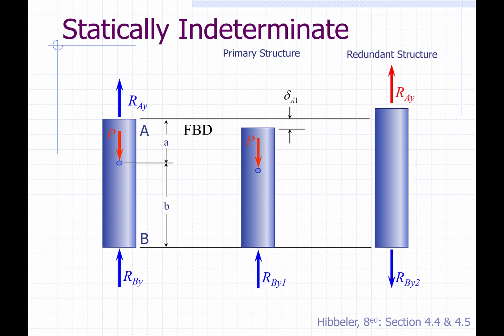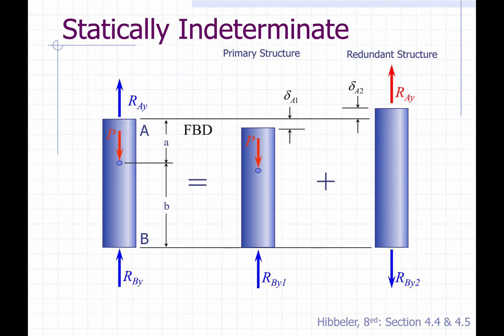Now let's add our redundant structure. This is where we put that support back in as an equivalent force. Where it would have generated a reaction at AY in the original system, let's apply that reaction AY to the structure at point A. It will cause a reaction RBY2 down at the bottom, and overall, because it is in tension, it will cause a displacement A2 at the top.